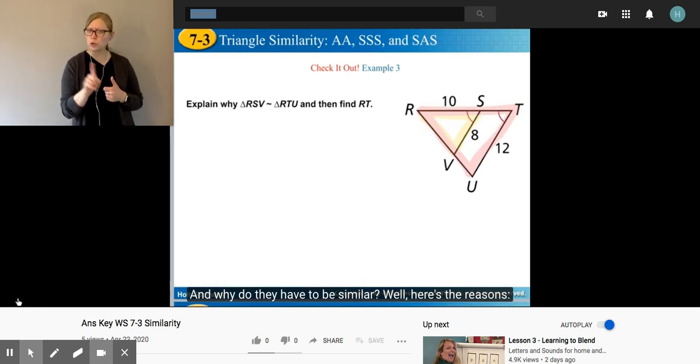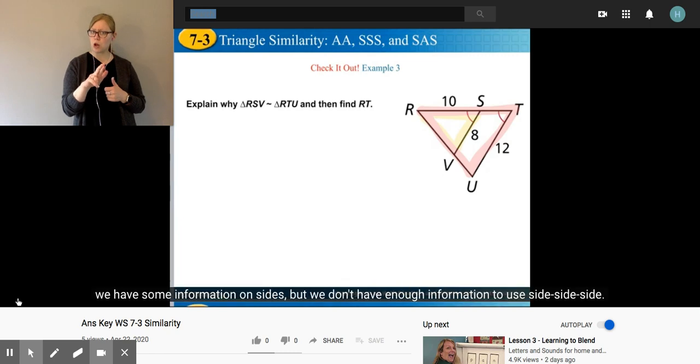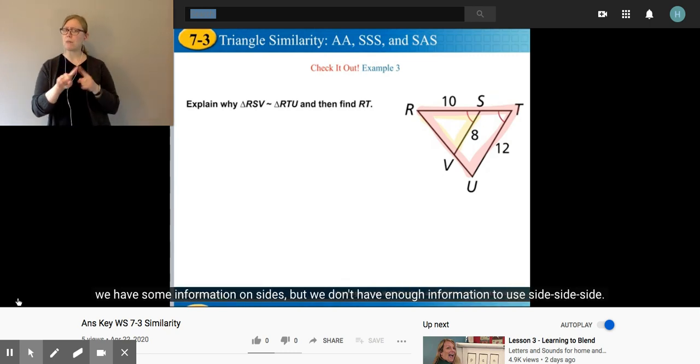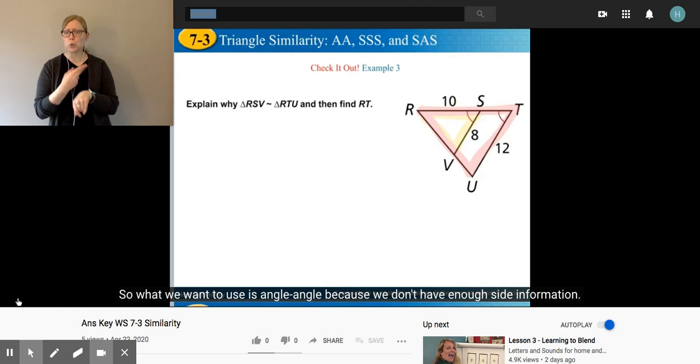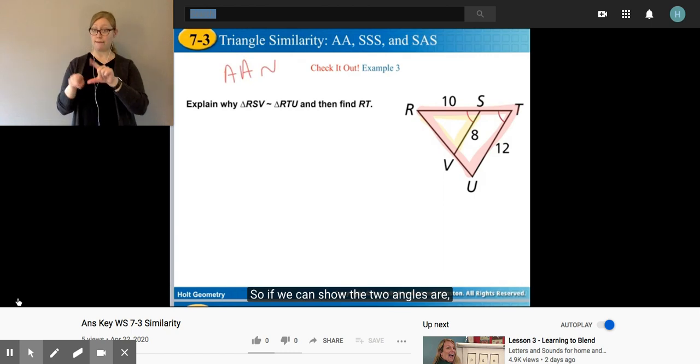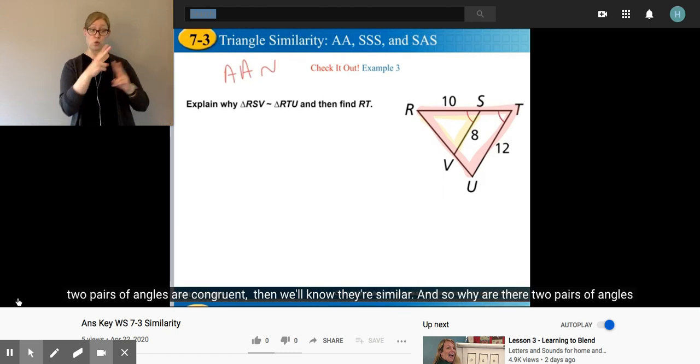Well, here's the reason. We have some information on sides, but we don't have enough information to use side, side, side. So what we want to use is angle, angle, because we don't have enough side information. If we can show that two pairs of angles are congruent, then we'll know they're similar. And so why are there two pairs of angles congruent?